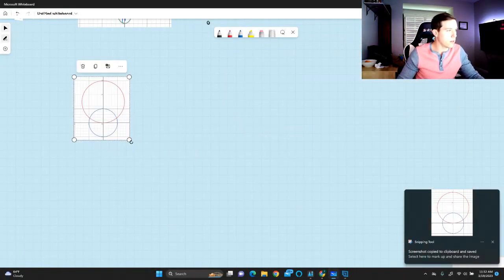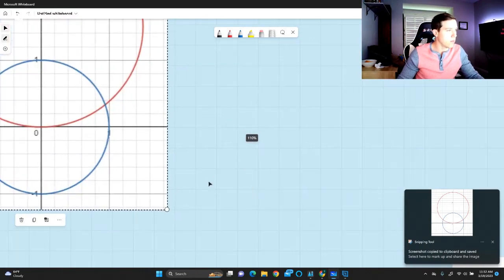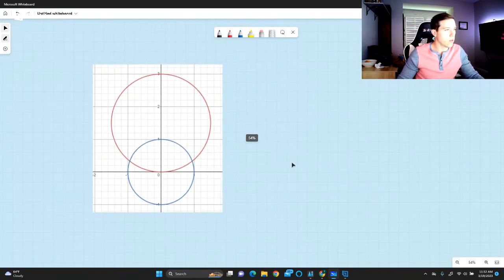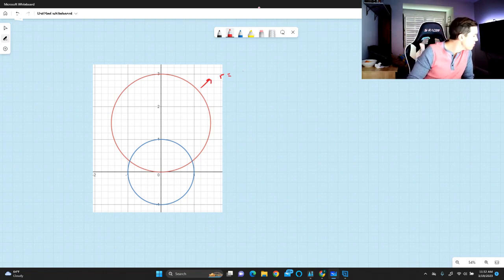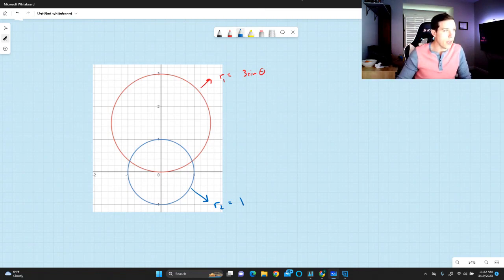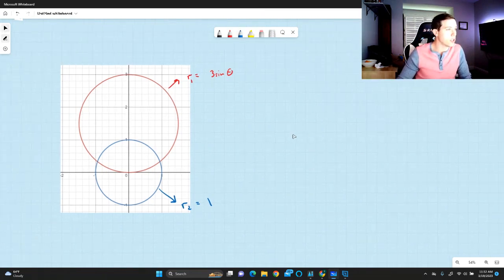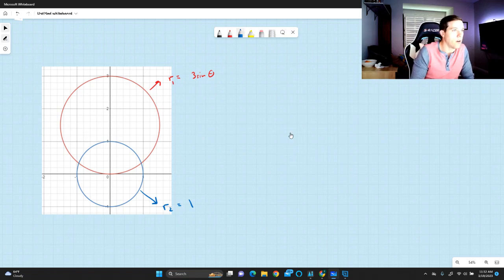All right, so cool. Here's how the phrasing is going to work. Ready? So remember, this one was r equals 3 sine theta. We can call that r1. We can call this r2, which is just 1. All right, I can ask you tons of different questions with this setup. I can ask you our first question.